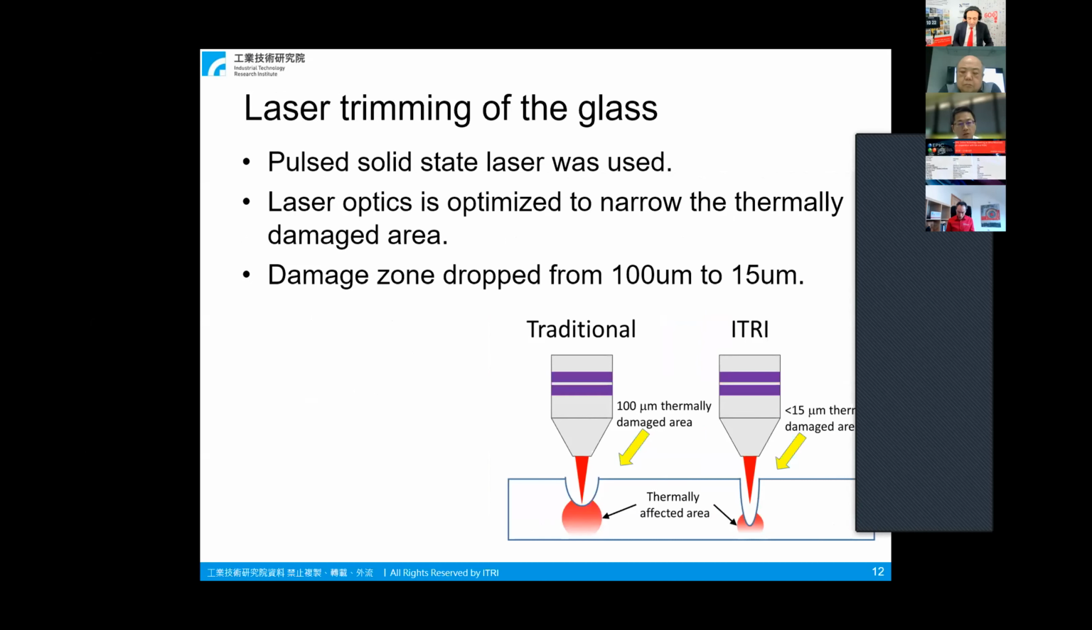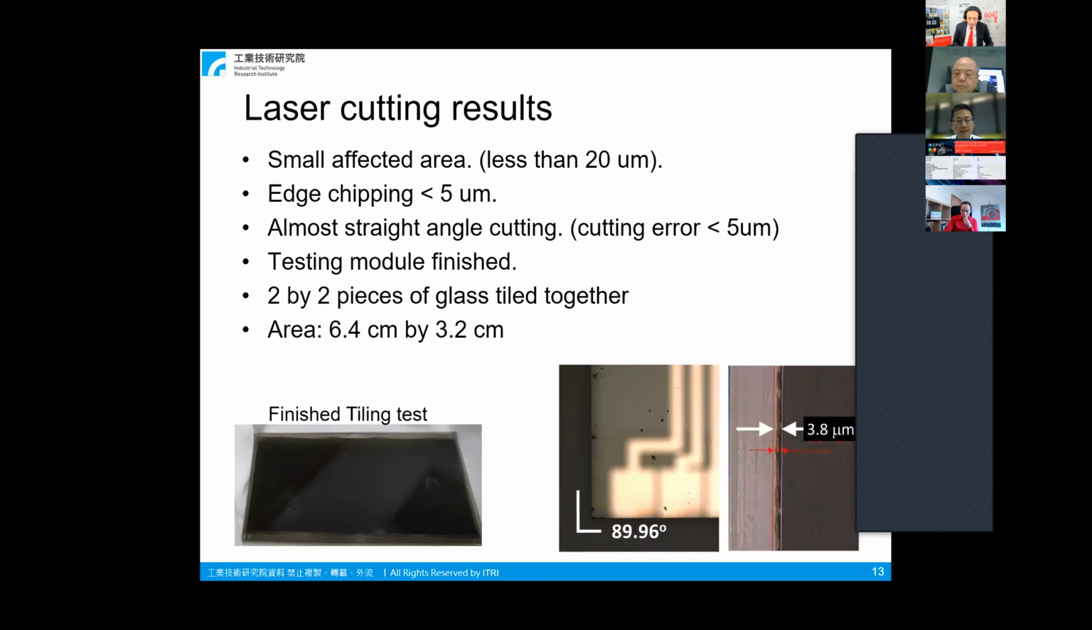One of the critical techniques we developed in ITRI is the laser cutting and trimming of the glass. We use a pulsed solid state laser, and the laser optics is optimized to narrow the thermal damage. We can reduce the kerf width from 100 to 15 micron. Another thing we achieved here is edge chipping smaller than 5 micrometers, and the glass is cut with almost 90-degree corners.